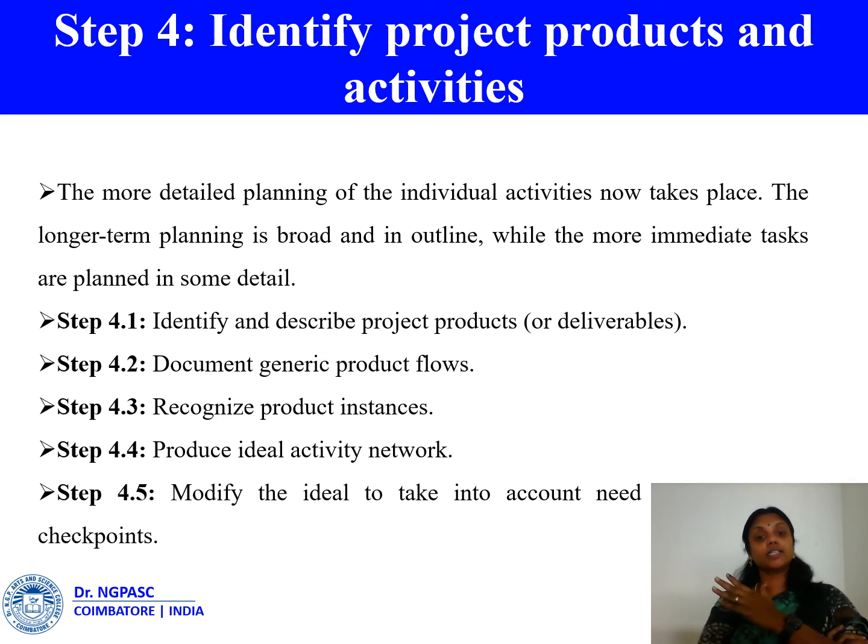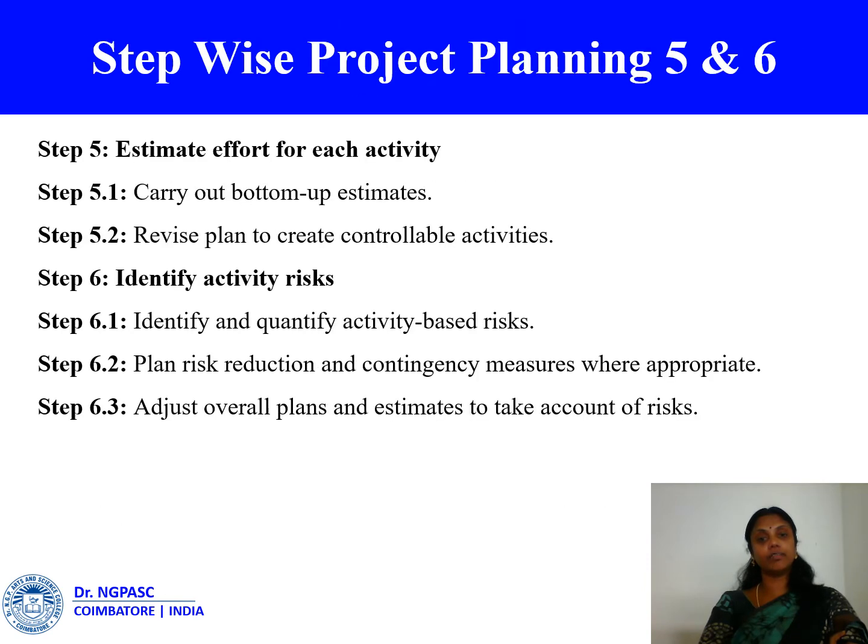And the next step is documenting generic product flows, recognizing the product instances, producing an ideal activity network, and modifying the ideal to take into account the need for checkpoints. So these are all the sub steps we have in identifying the products as well as the activities of a particular project. And the next 2 steps we have got combined together, known as stepwise project planning.